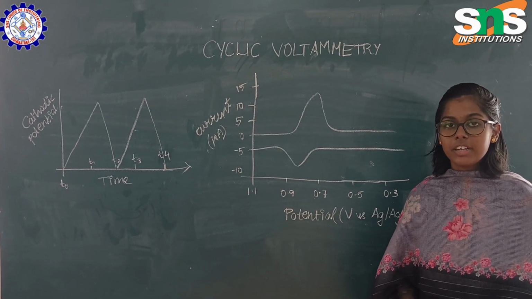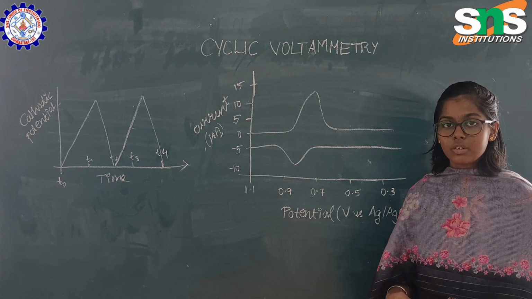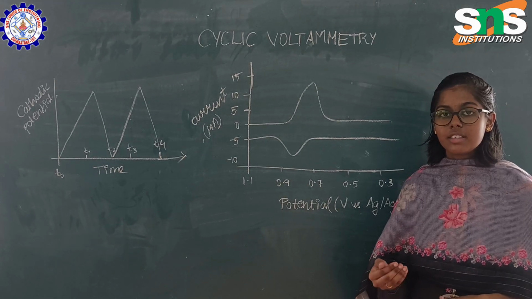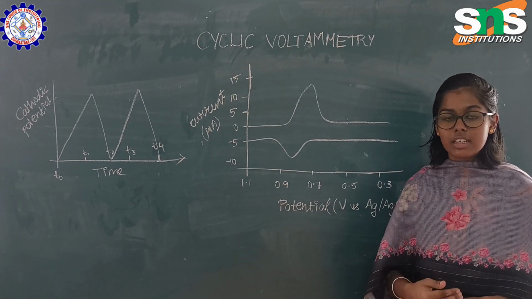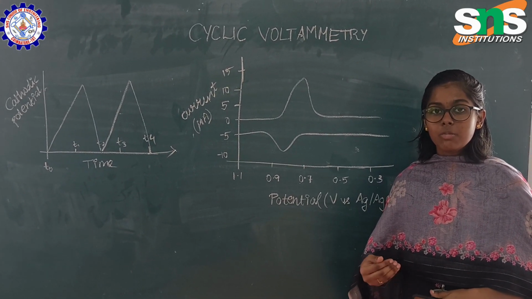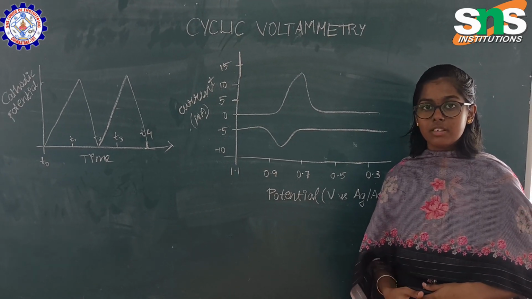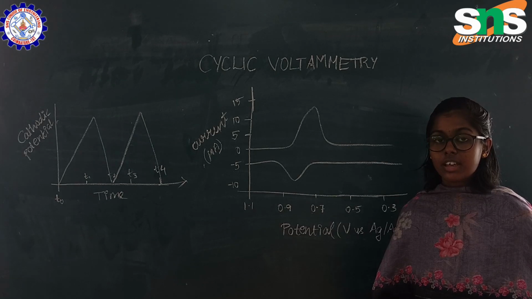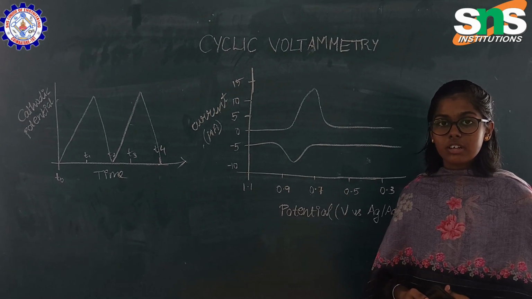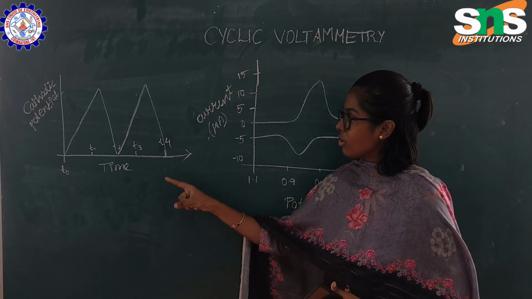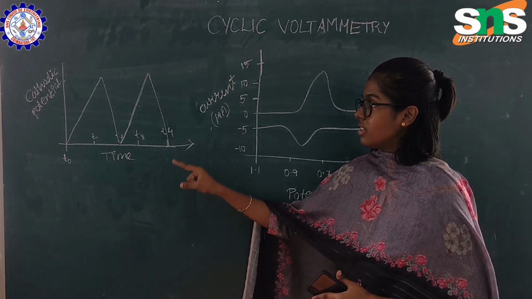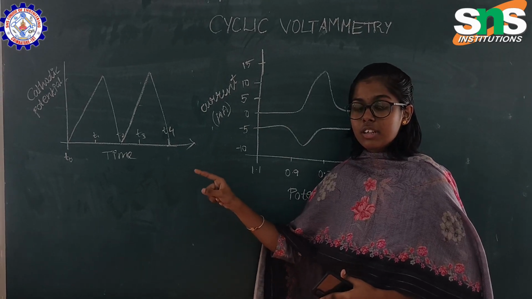The potential that is applied is measured between two electrodes, that is, between the working electrode and the reference electrode, whereas the current is measured between the working electrode and the counter electrode. The analyte in a solution can be determined by this cyclic voltammetry method. Cyclic voltammetry can provide data about redox potential and electrochemical potentials. This is the waveform of cyclic voltammetry with respect to time and cathodic potential. This graph varies linearly with respect to time.